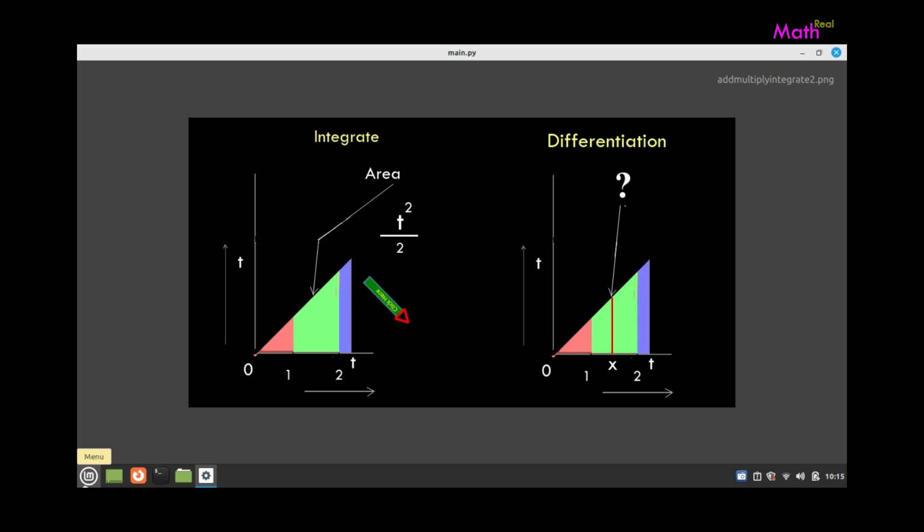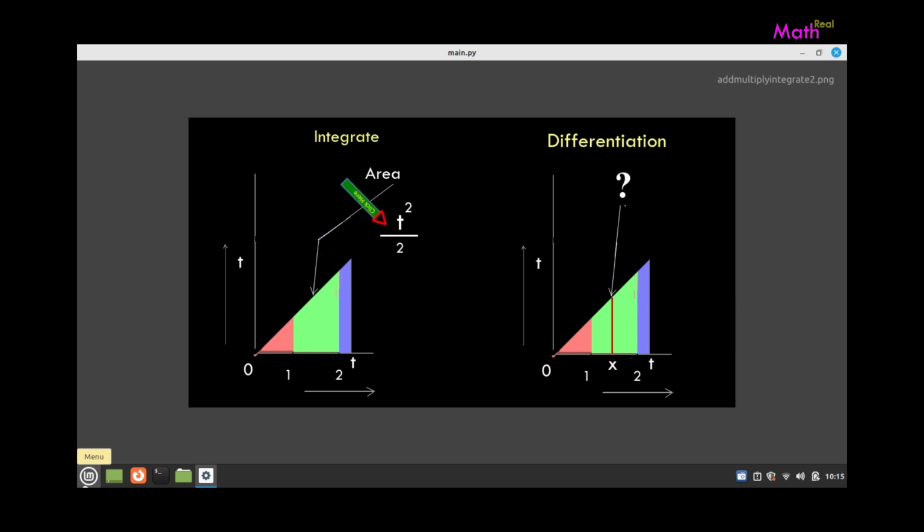Okay. So like the collection of items at time 0 is 0, at time 1 it is 1, at time 2 it is 2, at time t it is t. Then how much is the total collection at any time t? That is the area of this triangle, which comes to t square by 2.